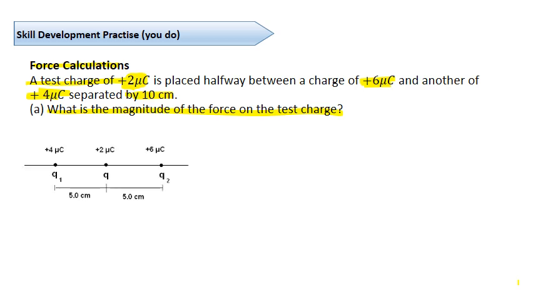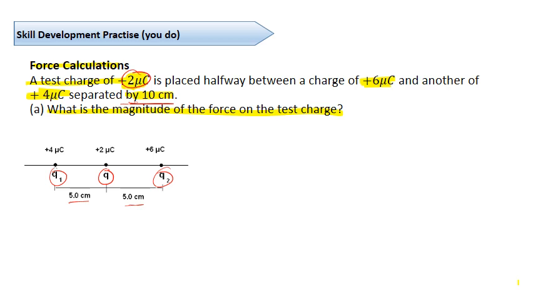Okay, the diagram I have here is I've got my test charge here, and that is 2 microcoulombs. Now the question says that it's halfway between another charge, which is 6 microcoulombs, and then another charge, which is 4 microcoulombs, and the total distance between them was 10 centimeters. Now, if it's midway between these two, it must mean that there is 5 centimeters on either side. The question asks, what is the magnitude of the force on the test charge?